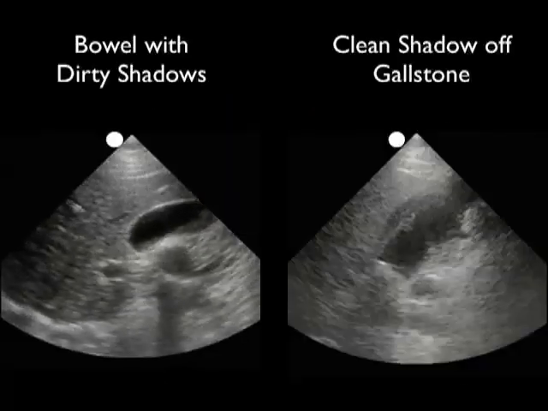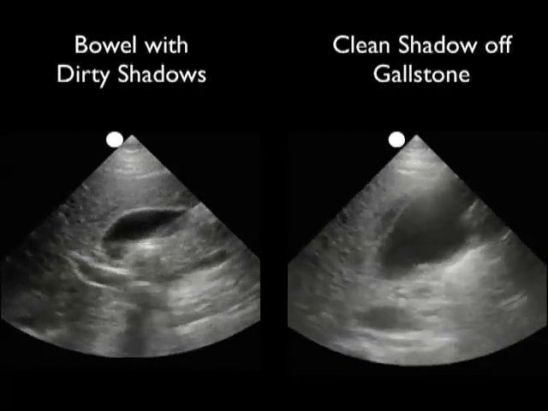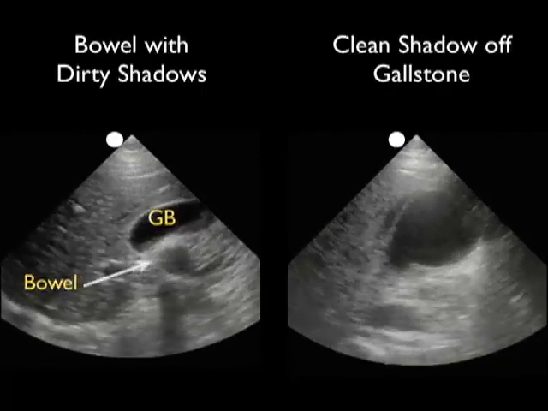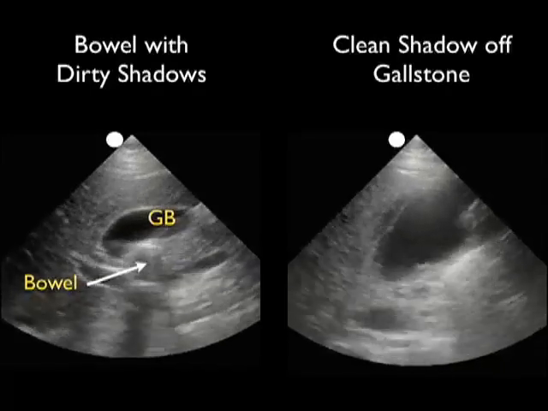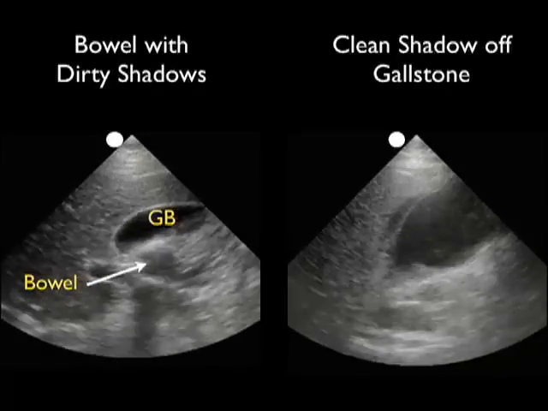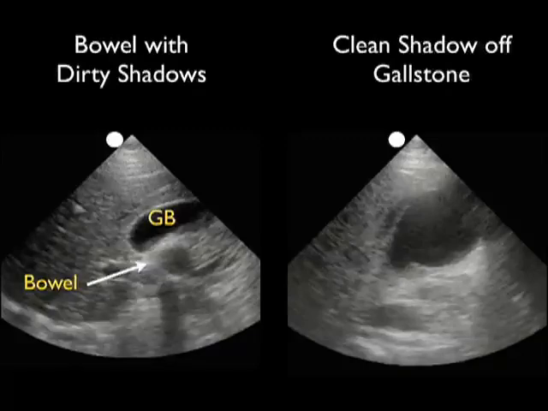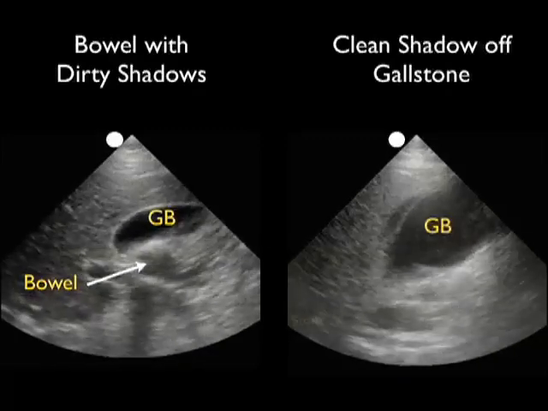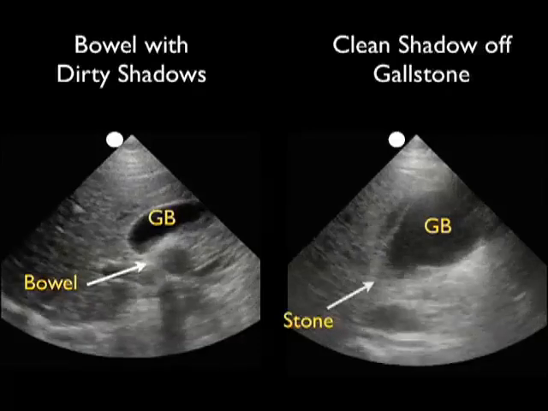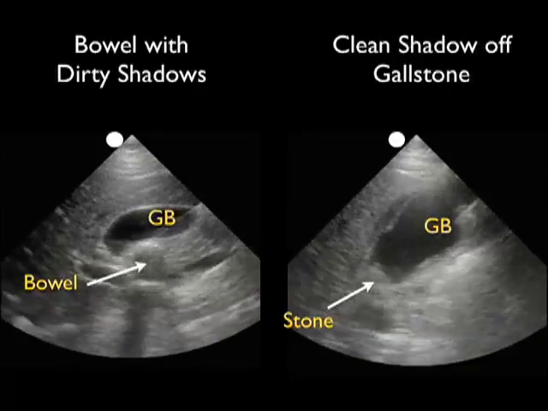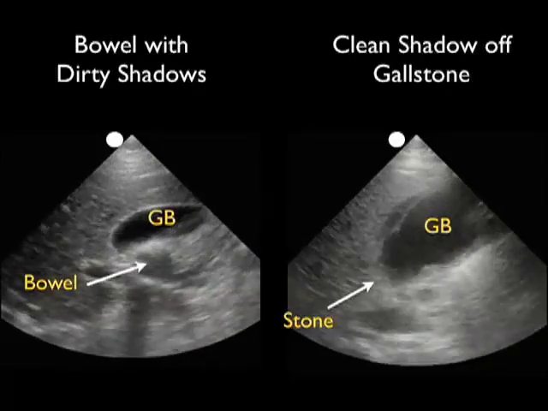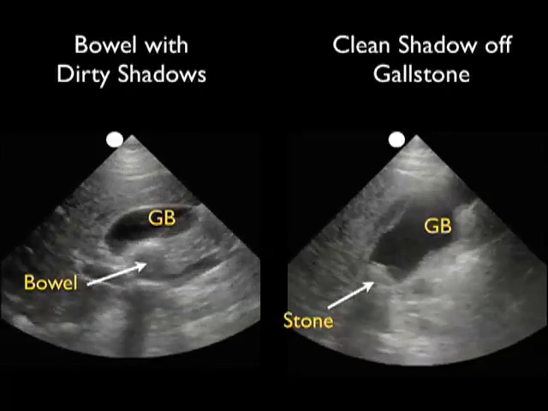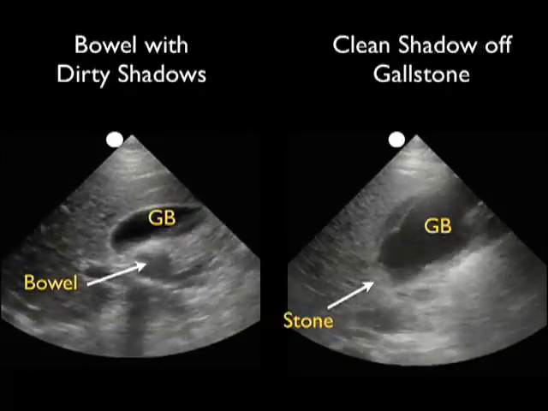One potential pitfall in performance of right upper quadrant sonography is that occasionally a loop of bowel may come right up against the wall of the gallbladder and be mistaken for a gallstone. Let's take a look at two video clips that show the difference between these two appearances. In the video clip to the left, we see a loop of bowel that's right up against the posterior wall of the gallbladder. Notice that it has a bright or hyperechoic appearance that could be mistaken for a gallstone. However, the loop of bowel is clearly outside the gallbladder wall and not inside as a gallstone would be.